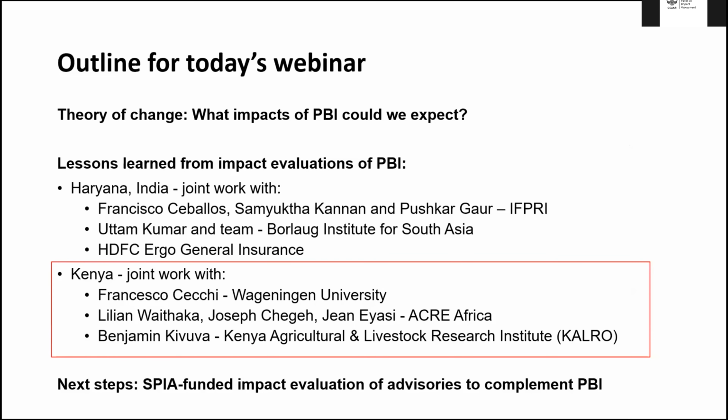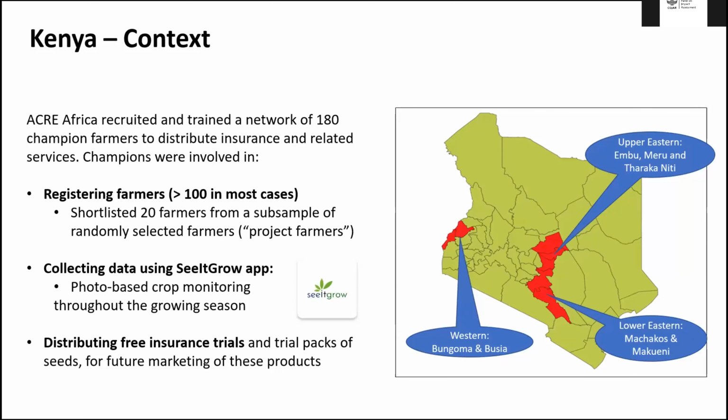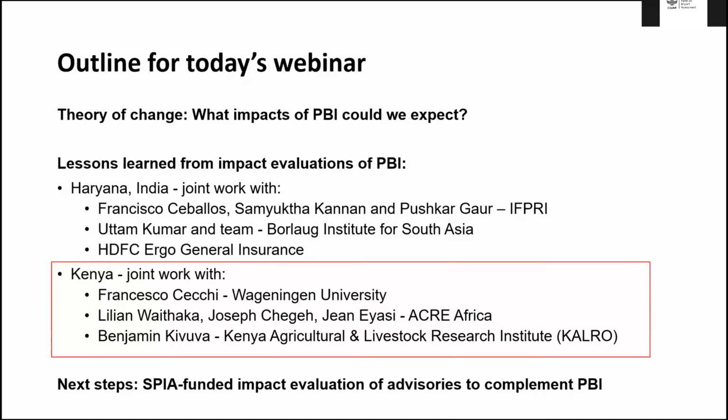So that's on Haryana. Now let me move to Kenya. And I see I have about 15 minutes left. So on this one, the project started later, so I'll also be a bit briefer on it. So the work in Kenya is implemented with Francesco Cecchi from Wageningen University, and then a team from Acre Africa, which is an insurance service provider here in Kenya, and then Benjamin Kivuva from the Kenya Agricultural Livestock Research Organization.